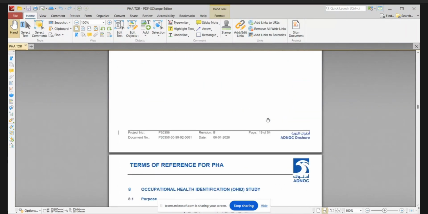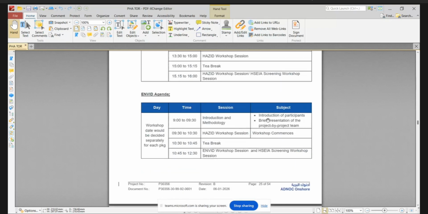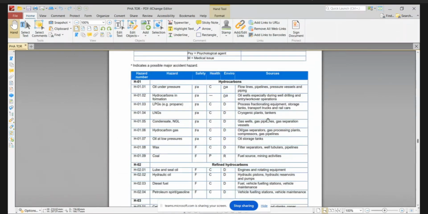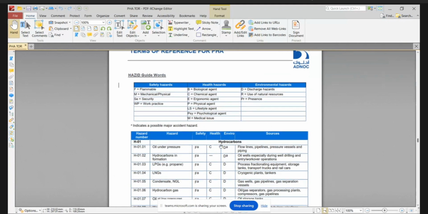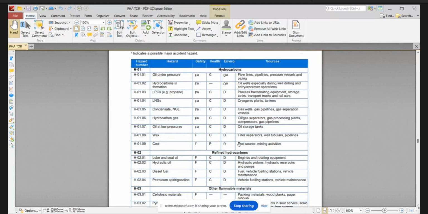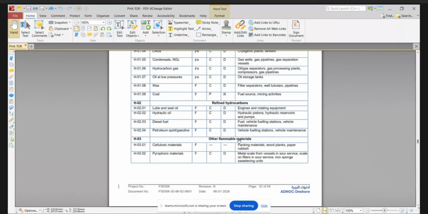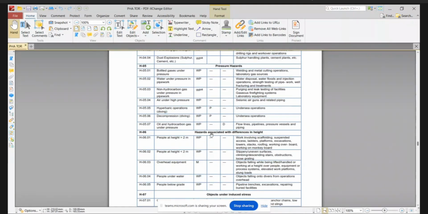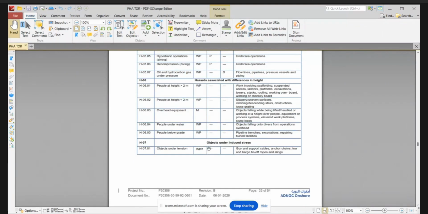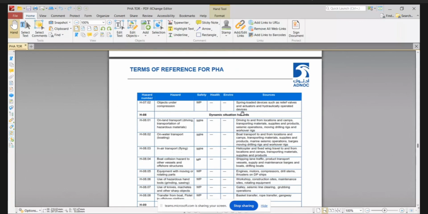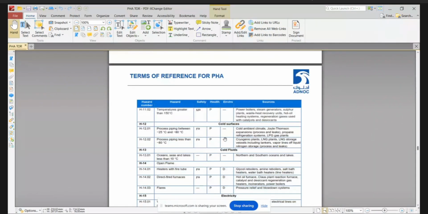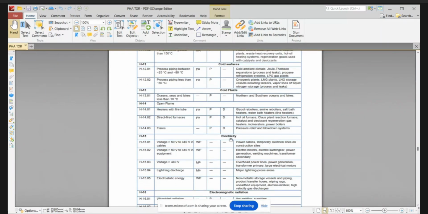And of course, we are going to see all the guide words. Although most of the guide words are not applicable for this project, because this is automation related, we will see each and every guide word, and we will qualify whether this is applicable or not applicable, beginning from hydrocarbon, refined hydrocarbon, other flammable material, explosive material, pressure hazard, hazard associated with different heights, object under tension, dynamic situation, environmental situation, hot surfaces, hot fluid, cold surfaces, cold fluid, and electricity.